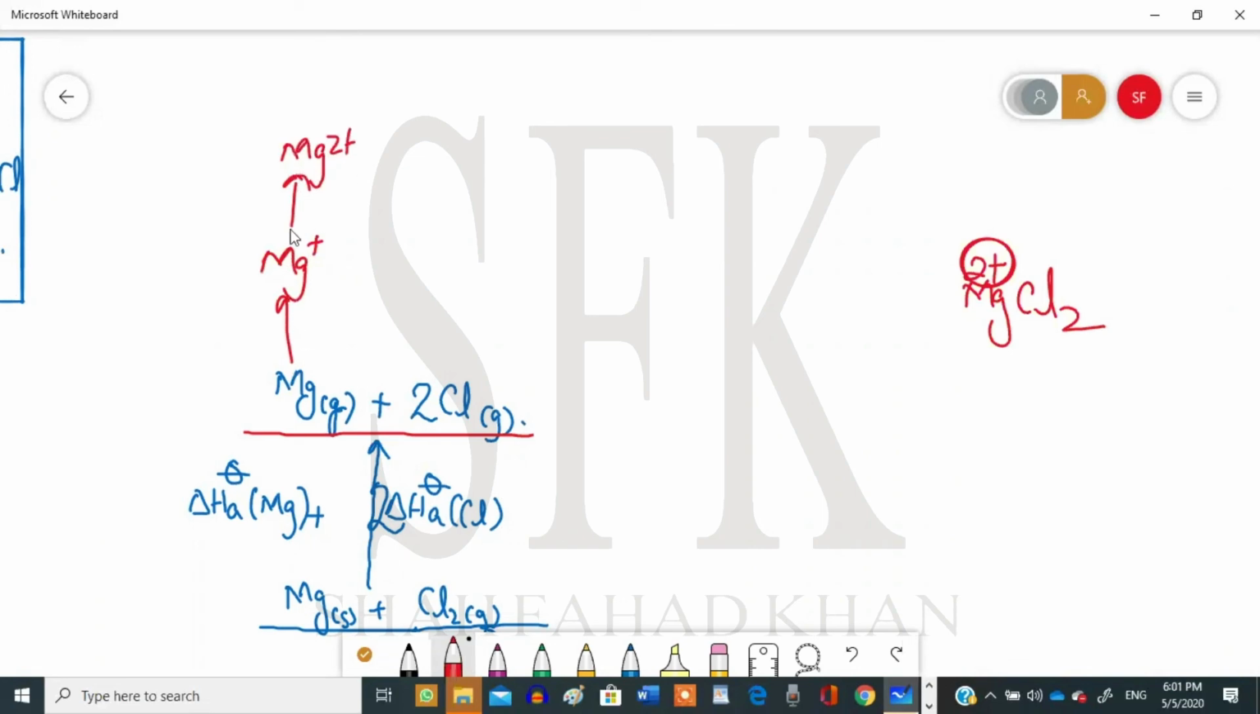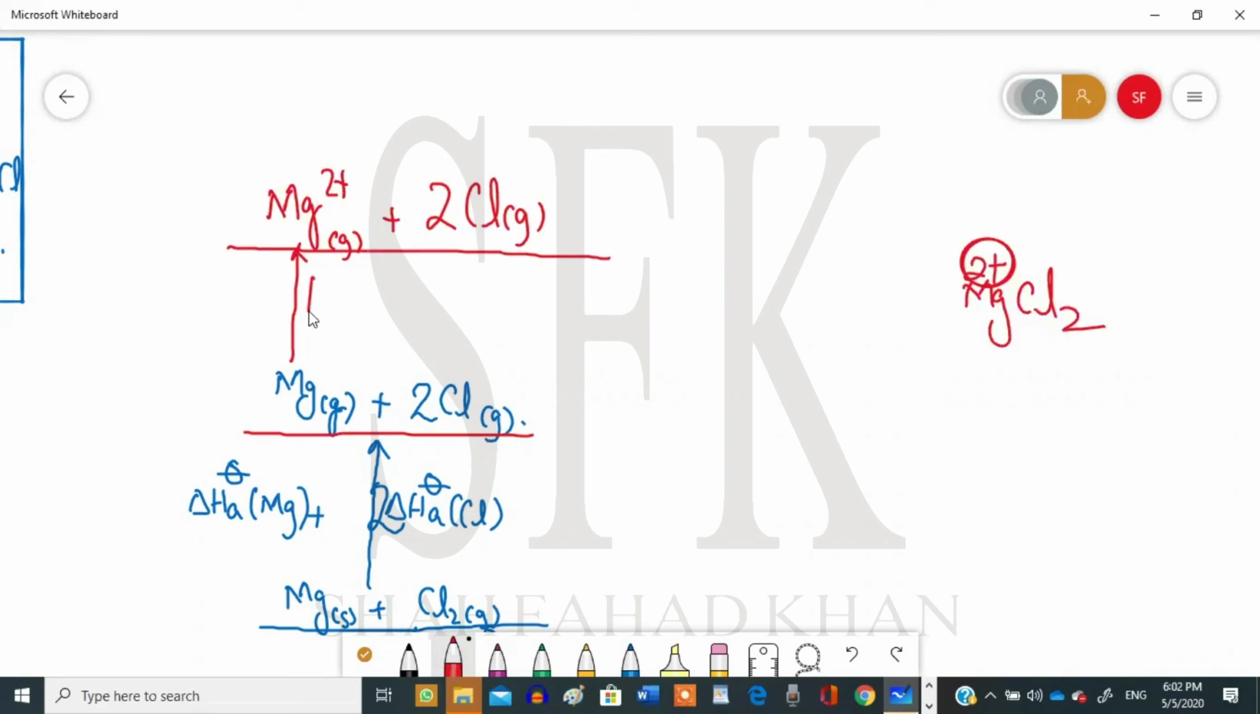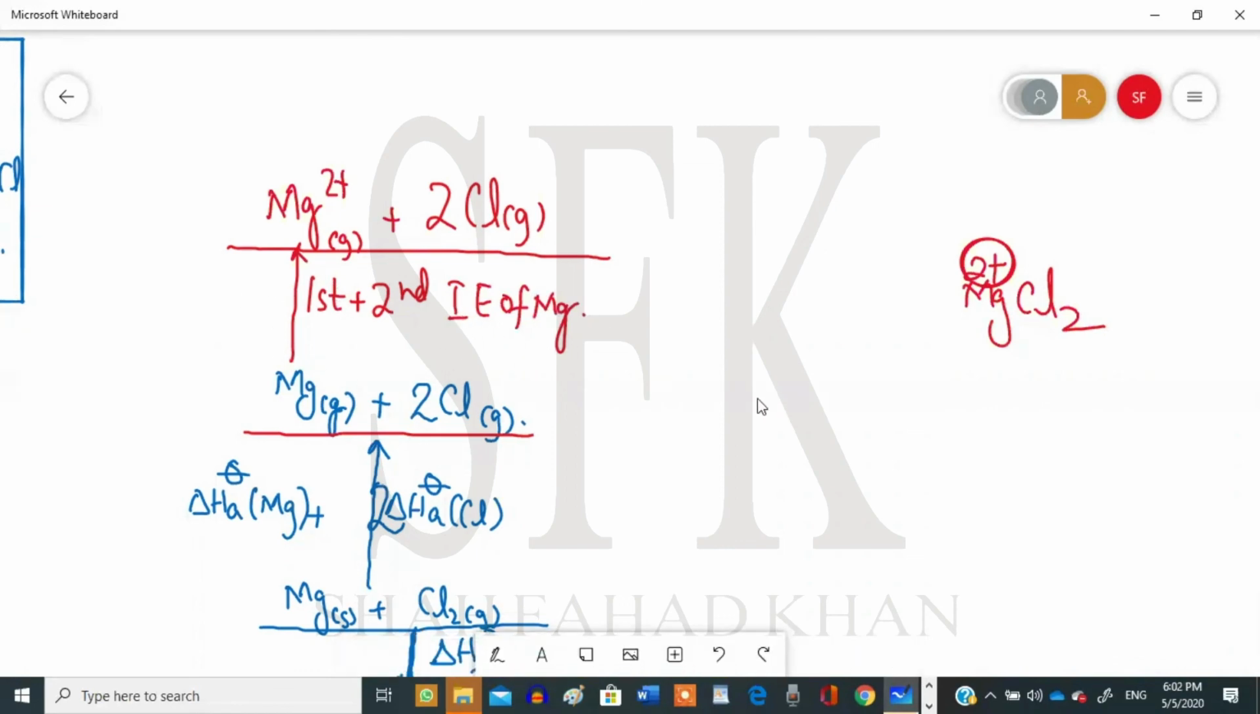You can show it using two arrows, each one labeled as first and second IE, or you could just convert this magnesium gaseous atom to magnesium 2 positive ion directly. In the gaseous state, of course, chlorine atoms are copied as it is. And you can label this arrow as the first plus second IE of magnesium. This would be a better way of labeling because it will occupy less space.